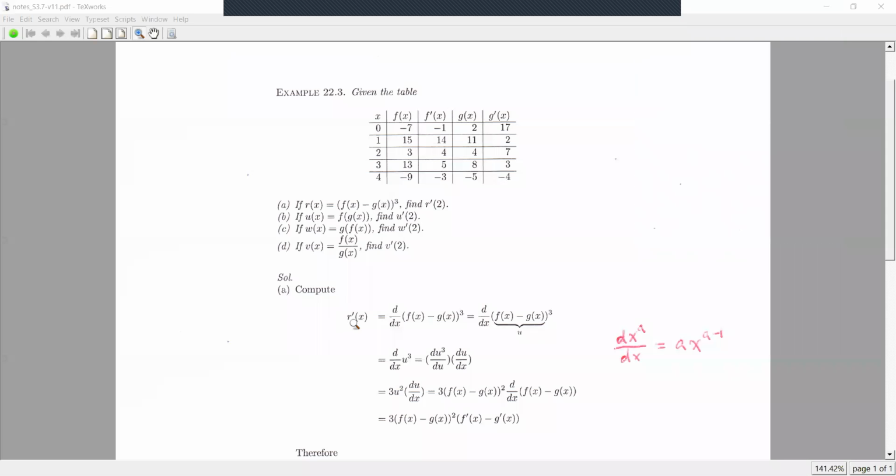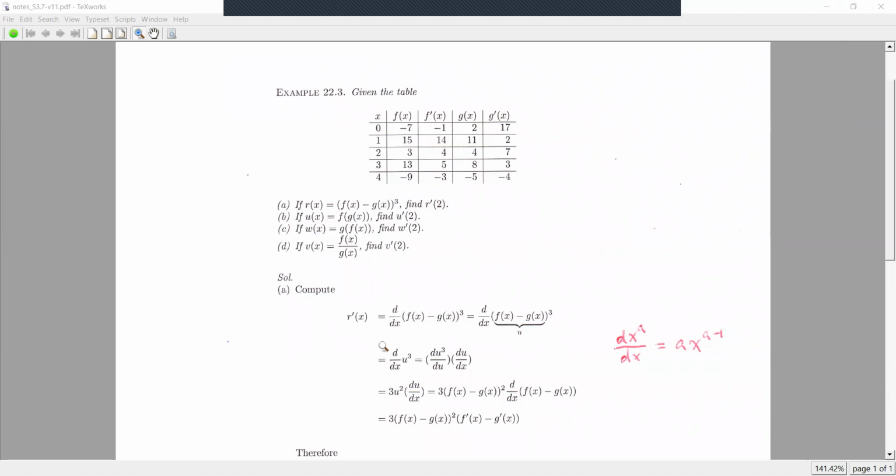Now, take the derivative of function R. Then plug in this function in R. I have this equation. To find this derivative, I want to use the chain rule. I let u be the base, f minus g. Then this power function becomes u to the third.